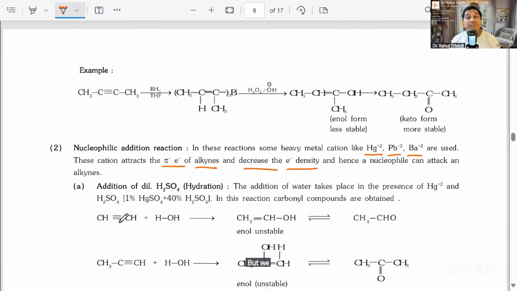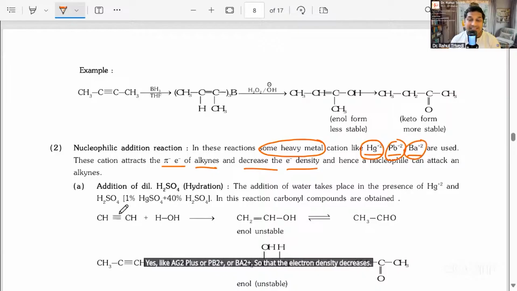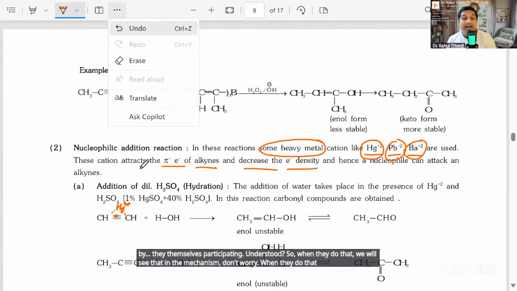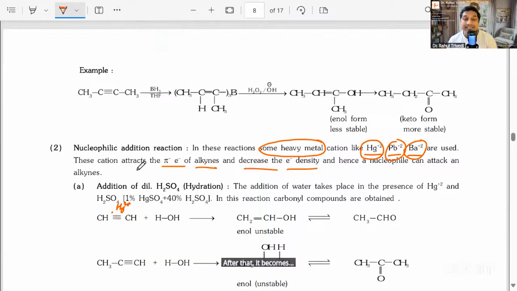But we are arranging a situation here with the help of some heavy metal cations. Yes. Like Hg2+ or Pb2+ or Ba2+, so that the electron density decreases. Yes. Because they attract the pi electrons. As soon as you bring an Hg2+ here, what will it do? It will attach with them, thereby breaking one of the bonds. Are you getting my point? Yes. This is how they reduce it, by themselves participating. Understood? So when they do that, we will see that in the mechanism, don't worry. When they do that, after that it becomes easy for a nucleophile to donate its electron. Otherwise, previously there was already heavy electron density.